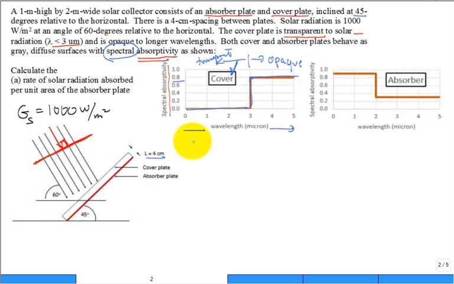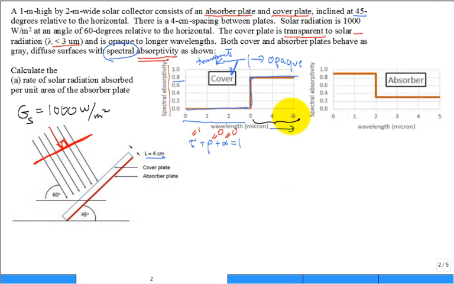We know that the transmissivity plus the reflectivity plus the absorptivity is equal to 100%. In this region right here for the cover plate, in the solar region, from 0 out to 3 microns, what is the value of the transmissivity? 1. What's the value of the reflectivity? 0. What's the value of the absorptivity? 0. Now shift gears. You're still talking about the cover plate.